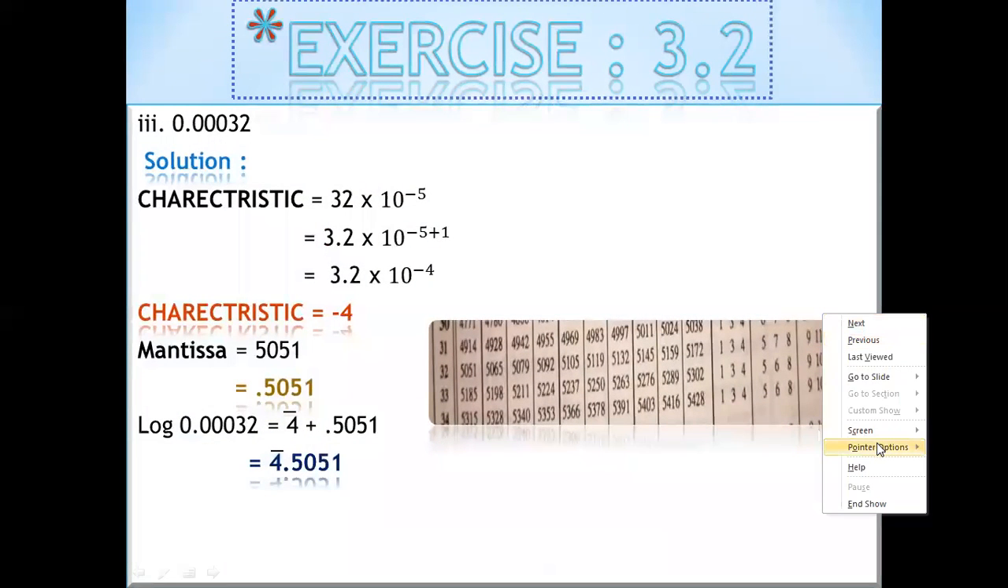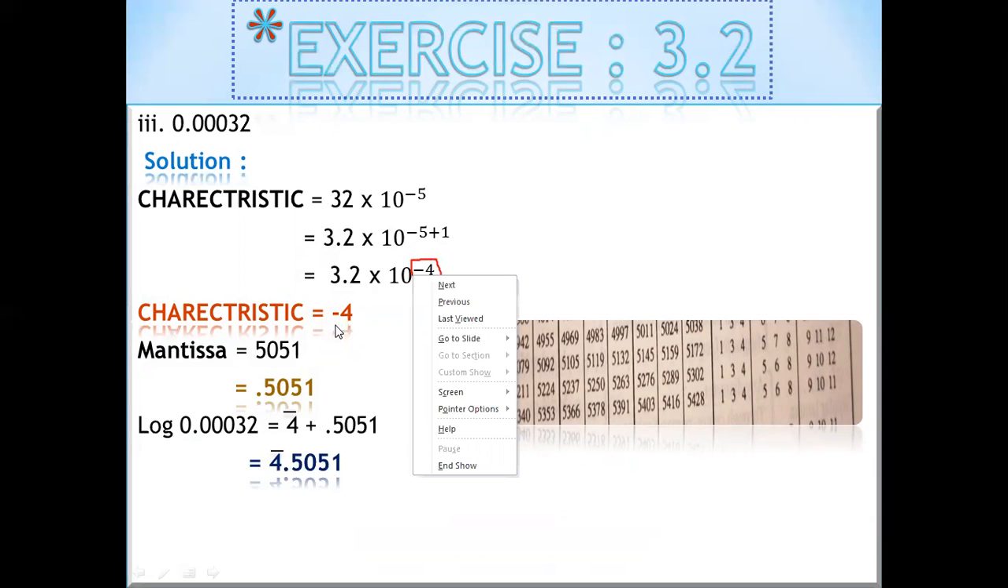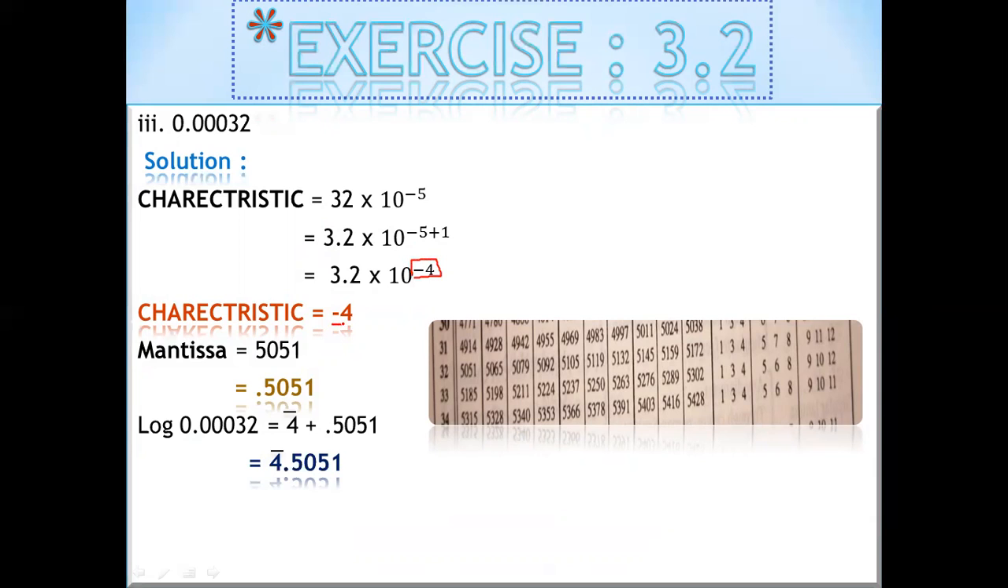Come to the third part. The number starts from the decimal and after the decimal we have zeros. When we have zeros before the number, it means that the characteristic will become minus. And you see clearly when we convert into the scientific notation, the power of 10 is minus 4. It means the characteristic is minus 4.